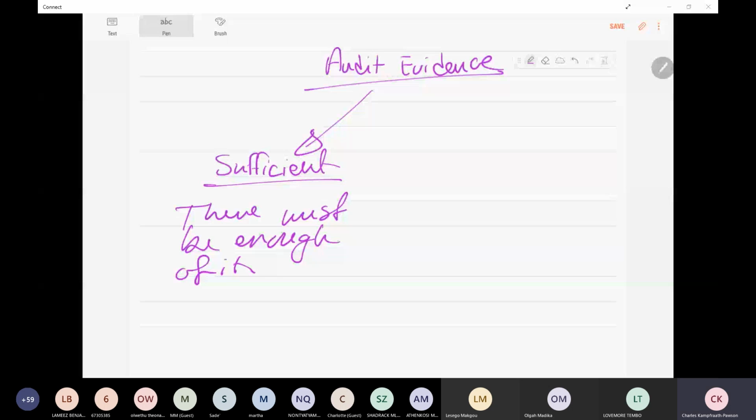Then we say audit evidence must be appropriate.